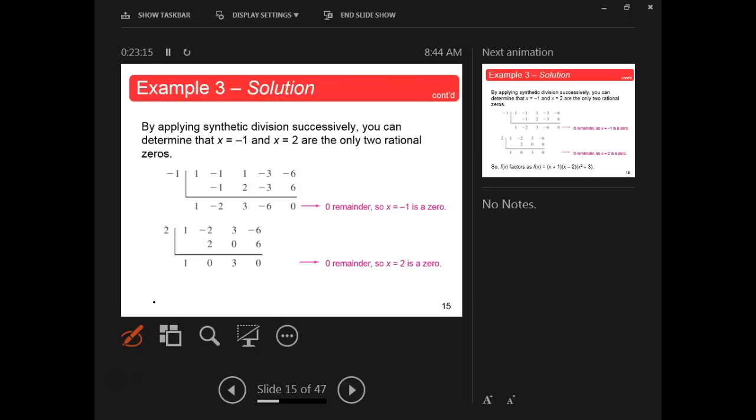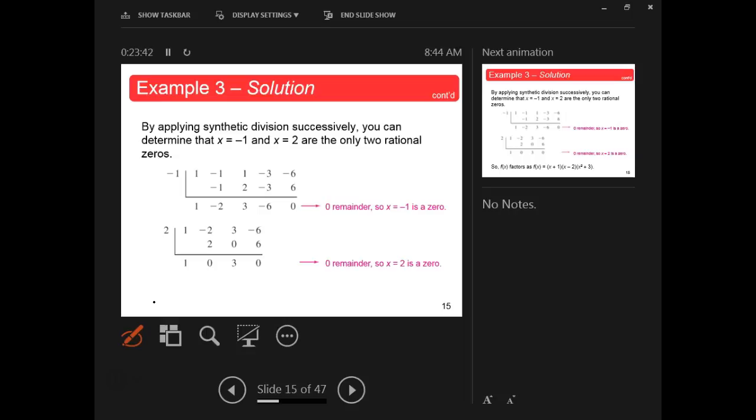They don't show you the early steps. First try 1, it didn't work. Try negative 1 by synthetic division, and sure enough, it works. Then you didn't have to write it down again. You could have just done 2 here. But it's always a good idea to do negative 1 again to see if you have any repeated zeros. You didn't, so you tried the next one, which is 2. That gave you a 0.